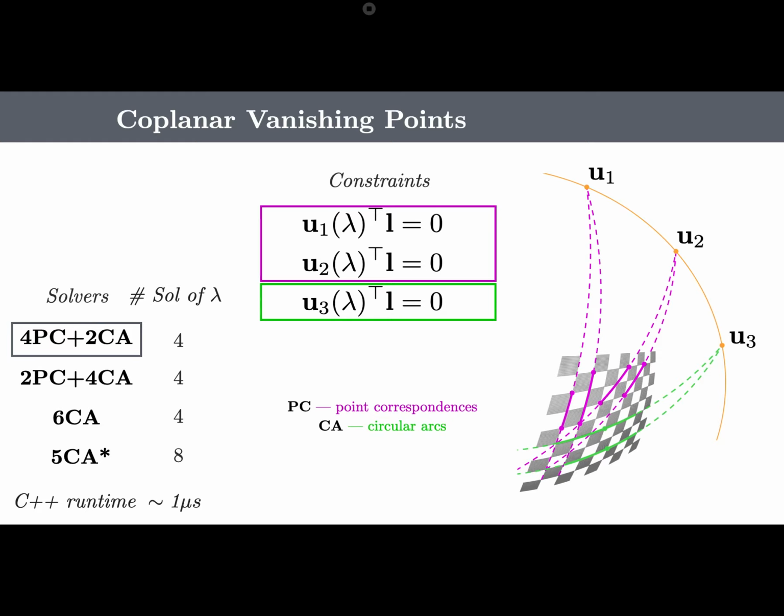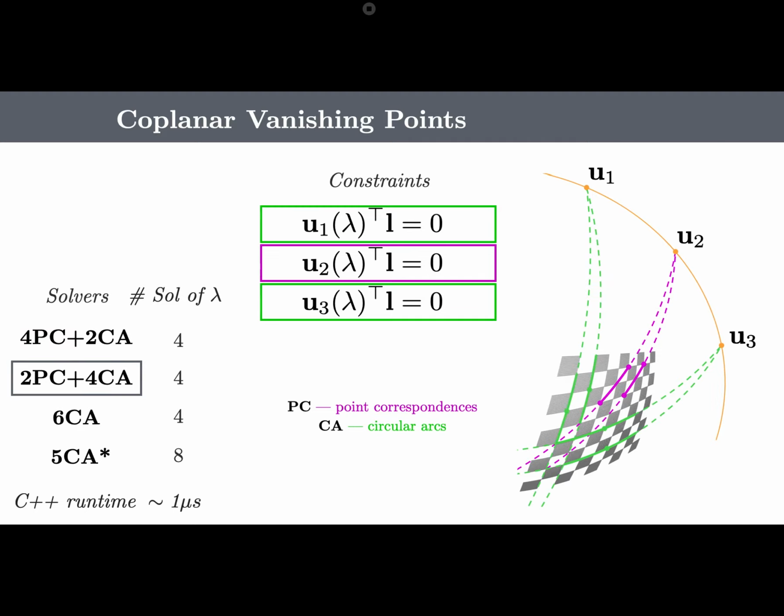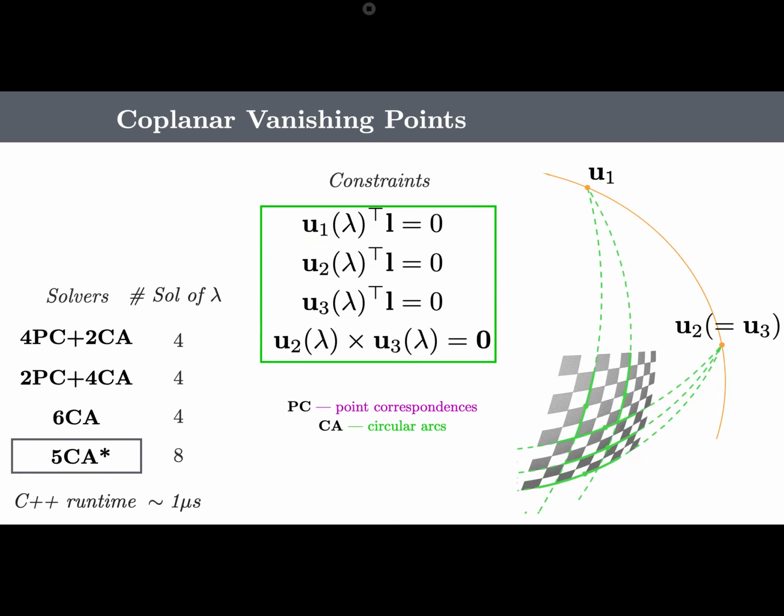Suppose that the three undistorted vanishing points are coplanar. Then they are incident with the scene plane's vanishing line. This constraint is used by the rectifying solvers. Also, the arc-based solver 5CS star imposes the constraint that two of the vanishing points are coincident. The solvers return the undistortion parameter and the vanishing line.